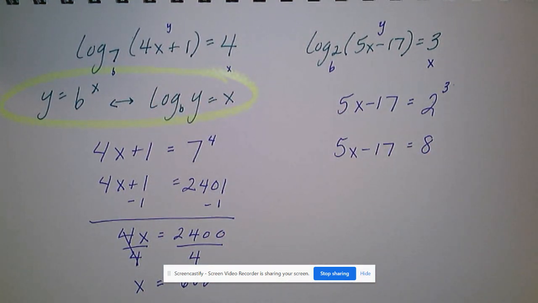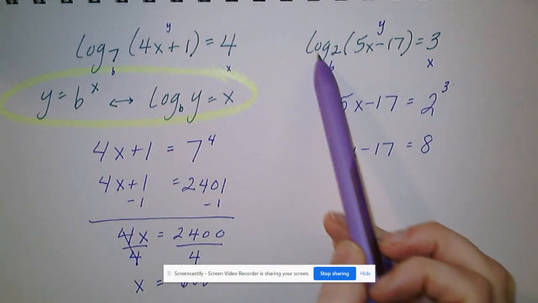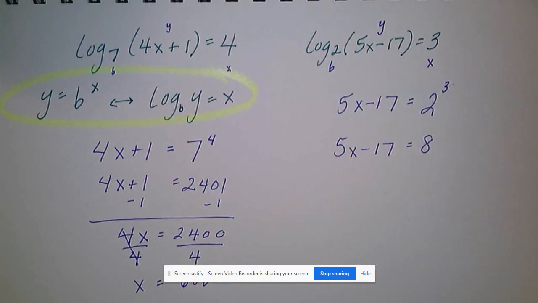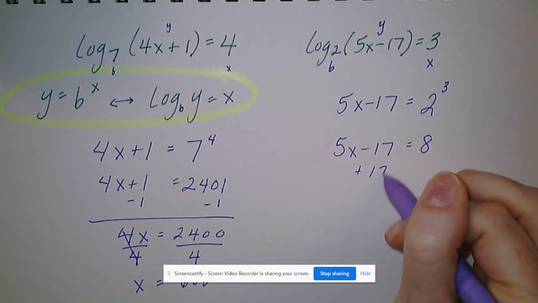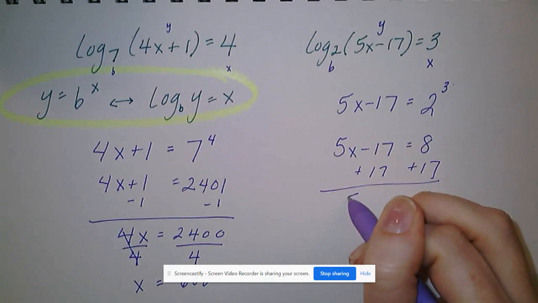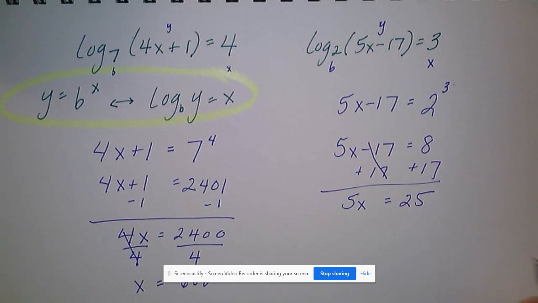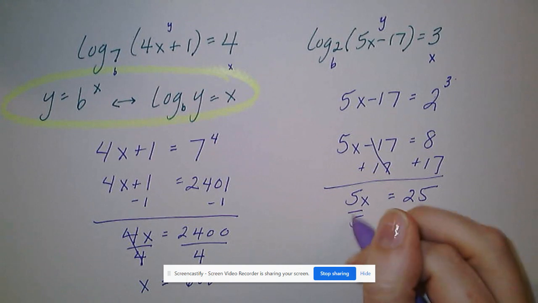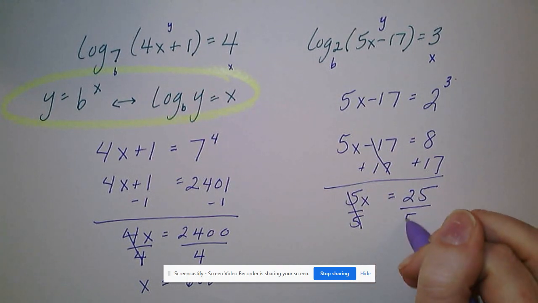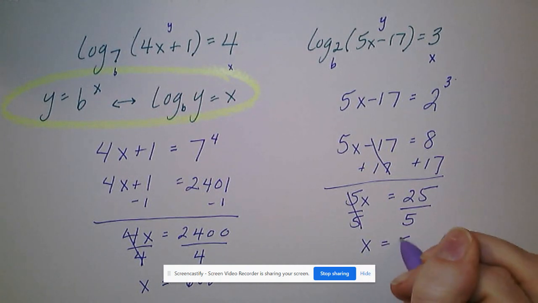Okay, so now I've got a two-step equation. Notice that by rewriting this in exponential form, I totally get rid of that word log. It's gone. It doesn't even matter. I just end up with these normal equations. So I'm going to need to get the constant to the other side. I'm going to add 17 on both sides. That makes that go away. I have 5x equals 25. And again, I'm still trying to solve for x. Not there yet, but if I divide both sides by 5 to undo that multiplication, and I do to one side what I do to the other, I'm left with an answer of 5.